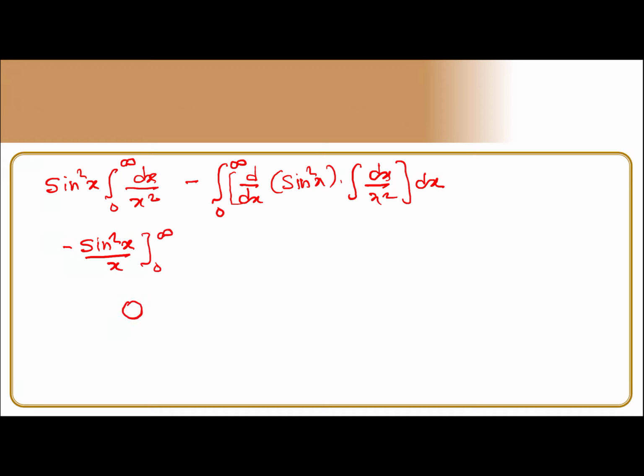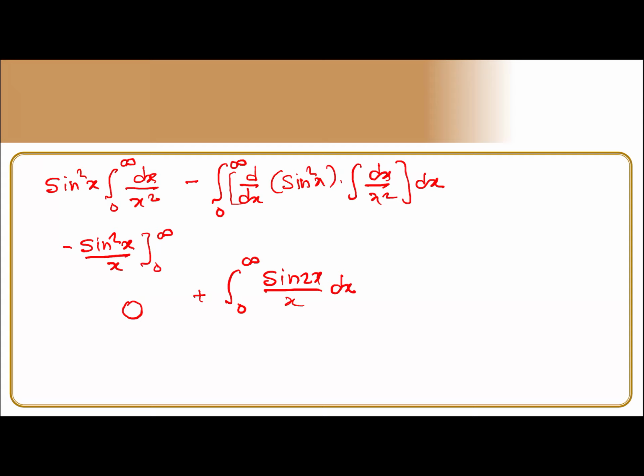If you put the limiting value, it will give you 0, because sine square x is always a positive value, always lies between 0 and 1. This is a limiting case 0, as 1 by infinity will tend to 0. The lower limit is also a limiting case. Plus, you will get integral 0 to infinity sine 2x by x dx.